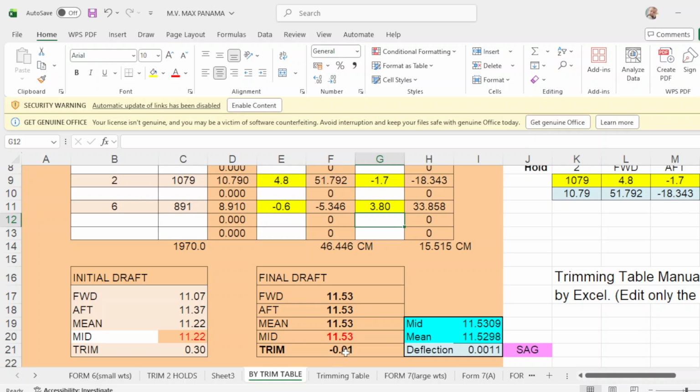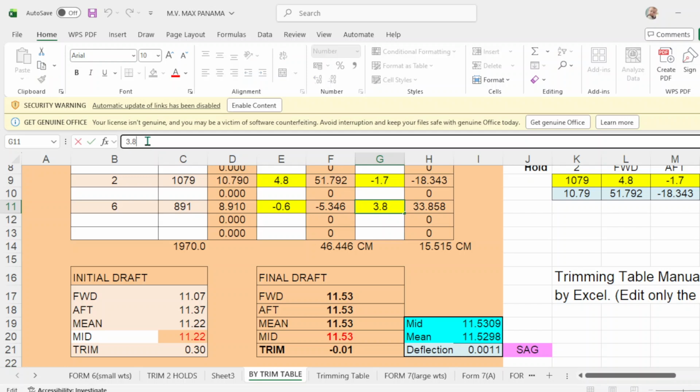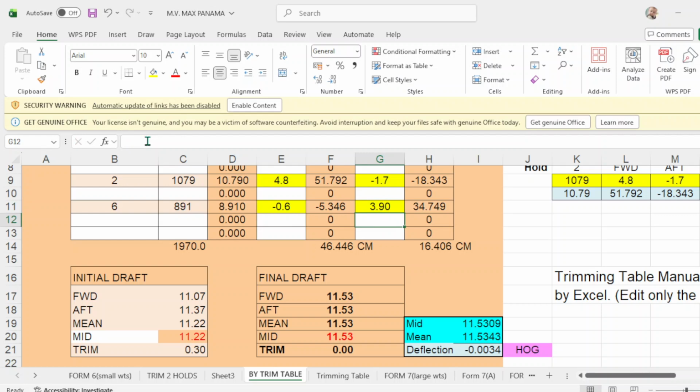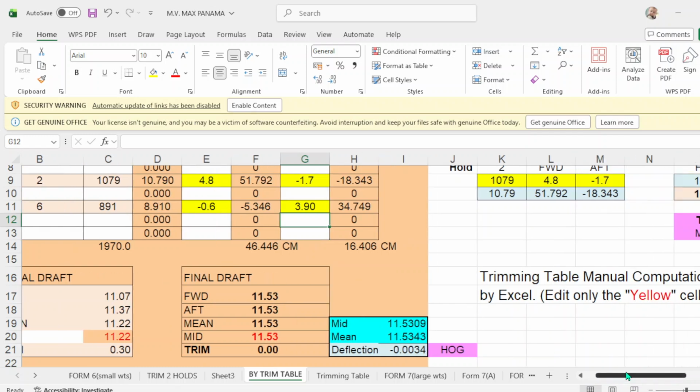And your final drop would be almost even keel, but you have your trim by the head. Since you are trimmed by the head, we'll take out this one. Just adjust this one, okay? We make this 9. What happens if you put 9? There. So it should be 3.9, then it's even keel, okay? 0 list, 0 deflection.